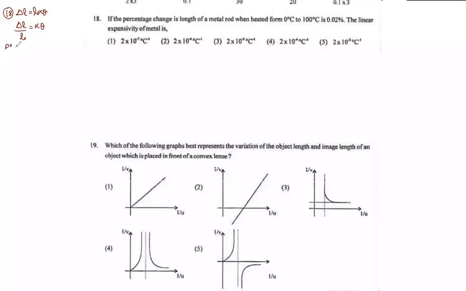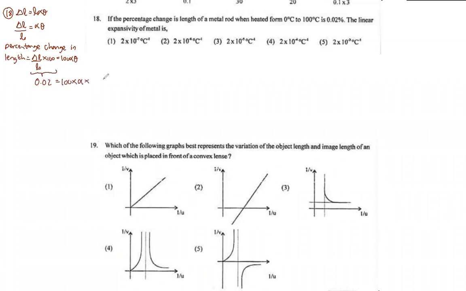Percentage change in length means percentage change in length is equal to delta L over L naught into 100, and that is 100 alpha theta. So I have to multiply either side by 100, people. It is 100 alpha theta. This value is given to us. It is 0.02. This is the percentage change in length, and that is 0.02 equals 100 times alpha theta.